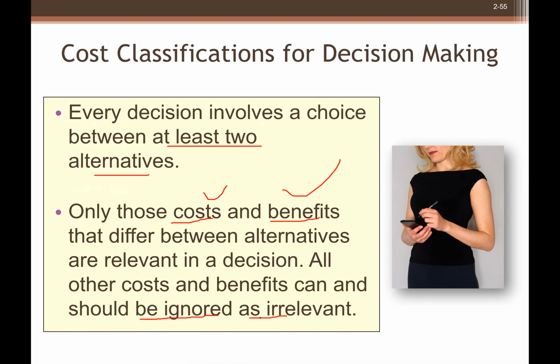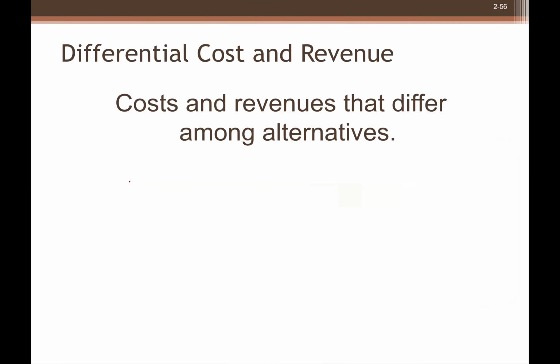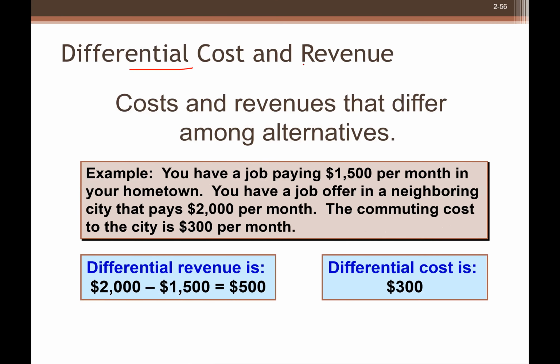Or all those costs that are the same in every alternative, we ignore, because whether we opt for option A or option B, the costs are the same. So we exclude that cost. Only differential cost or relevant cost is included for decision making. So let's go forward. On the basis of decision making, we have differential cost. Costs and revenues that differ among alternatives, we call differential cost. So we have an example here.